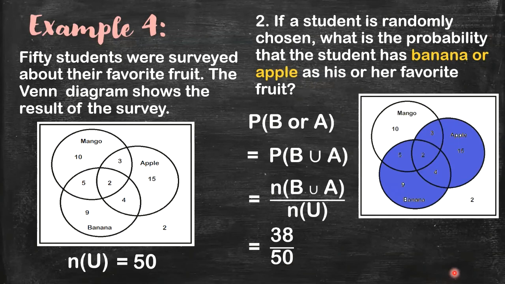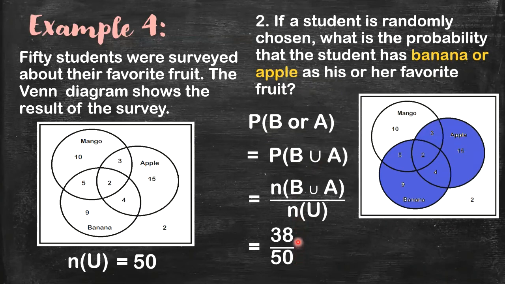Let's have another question. So the key terms here are banana or apple. So using the Venn diagram, what we need is the union of these two sets. Right? Okay, so we get the probability of B or A. B for banana, A for apple. What is OR again? Union. How do we get the probability? We count the number of elements. Okay? So we get 38 over 50.